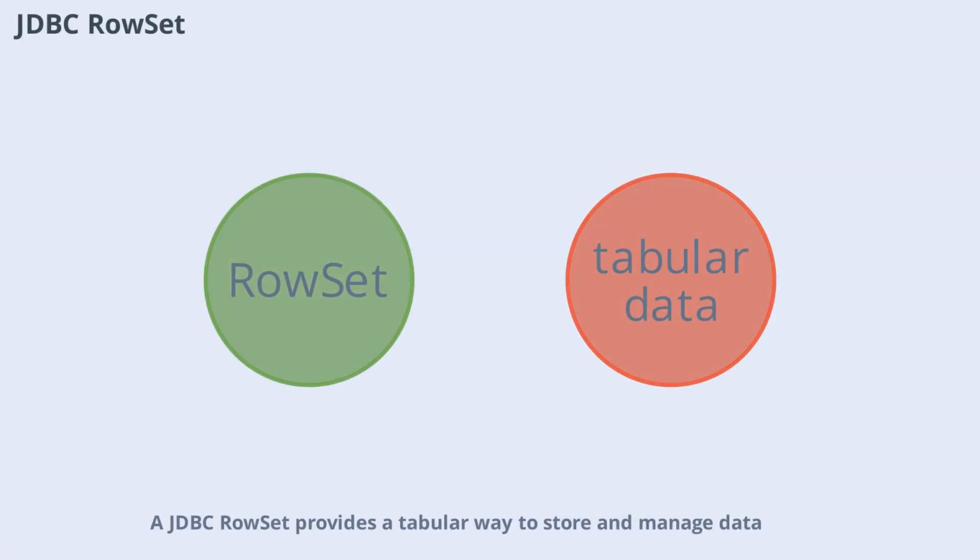The JDBC RowSet provides a tabular way to store and manage data. It maintains a connection to the data source throughout its lifecycle and comes in 5 types: JdbcRowSet, CachedRowSet, WebRowSet, FilteredRowSet, and JoinRowSet. Row sets offer flexibility for handling data in various scenarios, from simple queries to complex data manipulation.